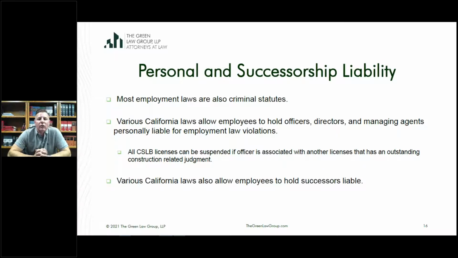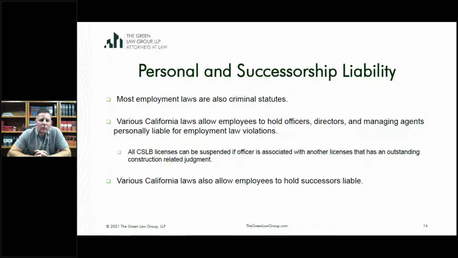But it's also important to know that there are many laws that allow an employee to hold officers, directors, and managing agents liable for employment law violations. So just because you're a corporation and you're protected by the limited liability of that, and you think that if there's a big judgment against you, you can just abandon the corporation and start a new company, the reality is that there's many ways in California for an employee to sue the managers or the owners of the companies. So you do want to make sure that your company is complying with wage and hour laws, because you can be held personally liable as the owner.